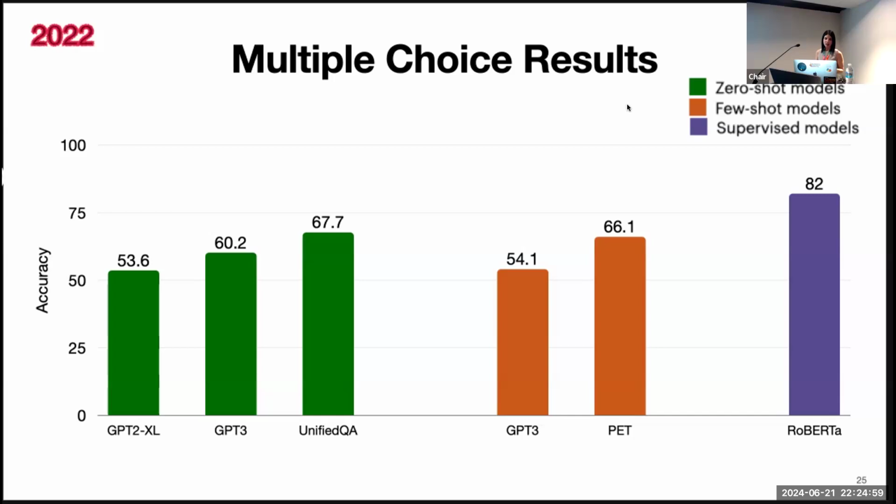But our best performing models, the supervised models, were much better performing than the zero-shot and few-shot models. And it was closer to the human performance. RoBERTa got an accuracy of 82% on this task, which was closer to human performance than the other models. The human performance was 92%.